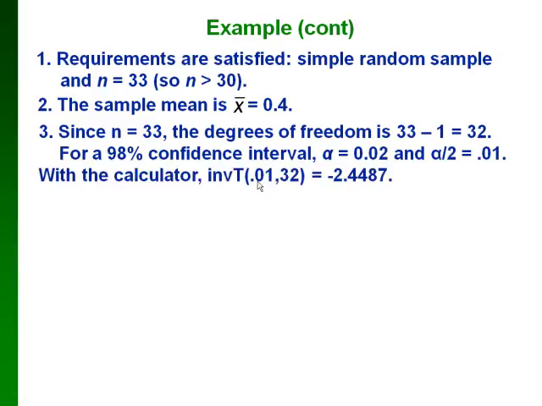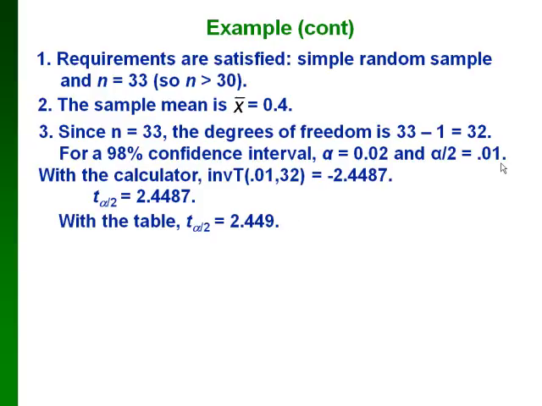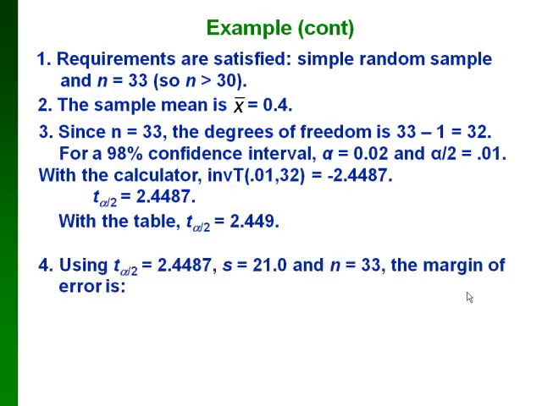If you're using your calculator, use the inverse t function, put in 0.01 for the probability, 32 for the degrees of freedom, and you should get negative 2.4487. If you're using your table, you would want to look under the column for area under one tail that's labeled 0.01 and look for 32 degrees of freedom on the left side. You should get 2.449.